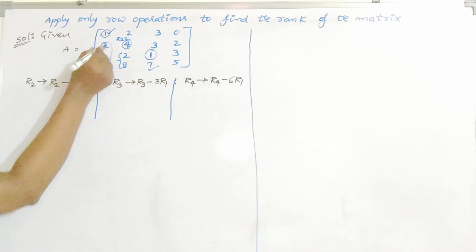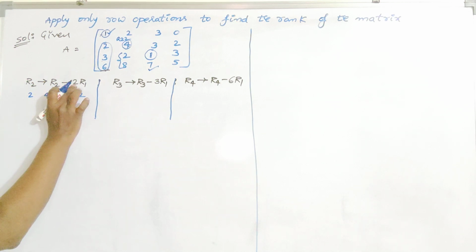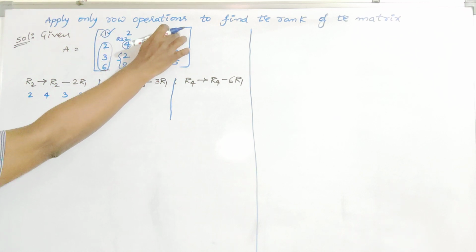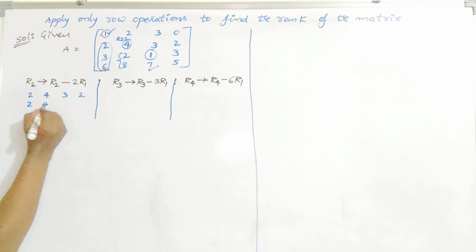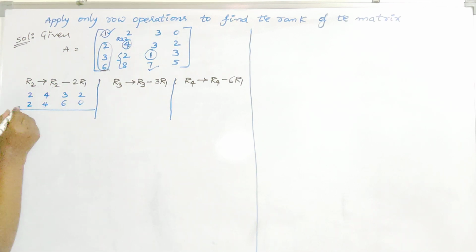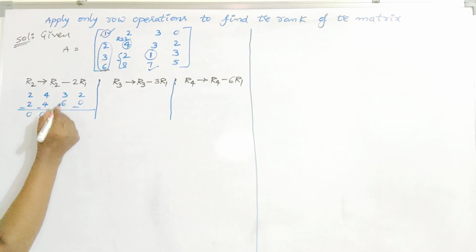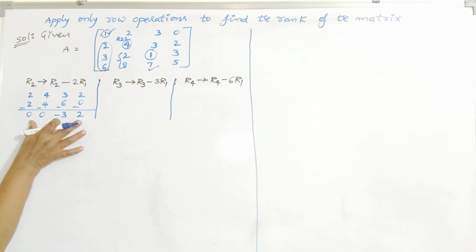So what is R2? 2, 4, 3, 2. Now multiply R1 with 2. Each and every element in the first row you have to multiply with 2. So 2 ones are 2, 2 twos are 4, 2 threes are 6, 2 zeros are 0. So subtract all terms; you can change the sign. 2 minus 2 is 0, 4 minus 4 is 0, 3 minus 6 is minus 3, 2 minus 0 is 2. This is the second row.